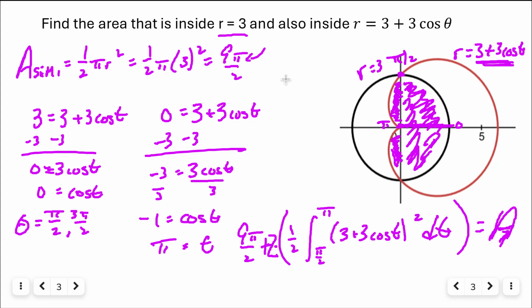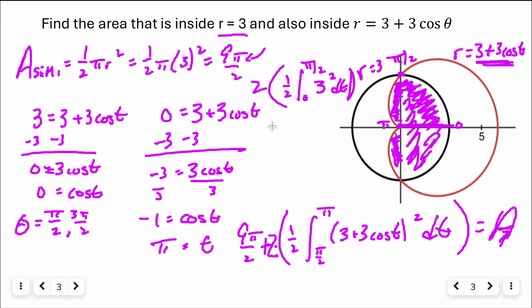So what you could do is find 1/2 the integral from 0 to pi over 2 of r squared d theta. But again, from 0 to pi over 2, that would only be a quarter circle. So you'd have to double it to get the other piece.